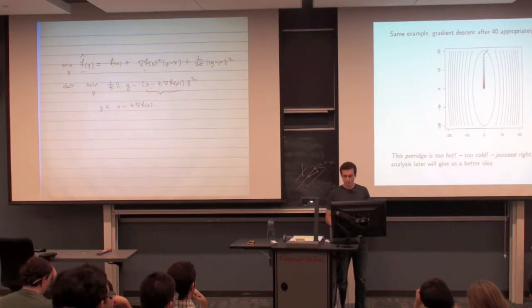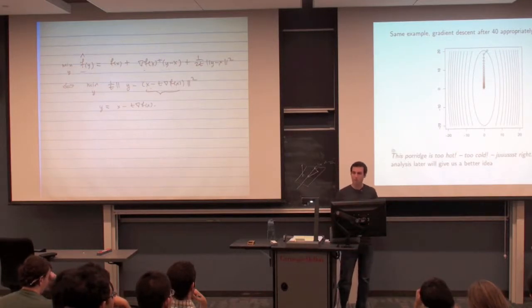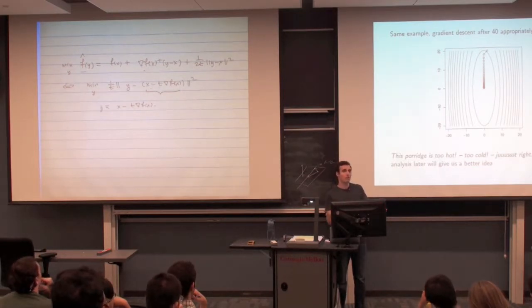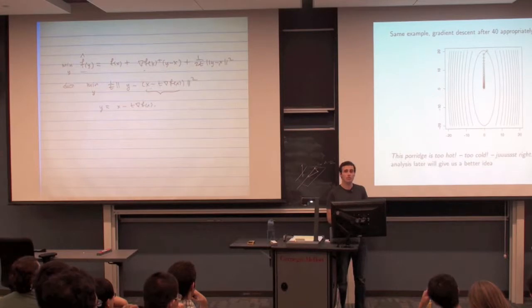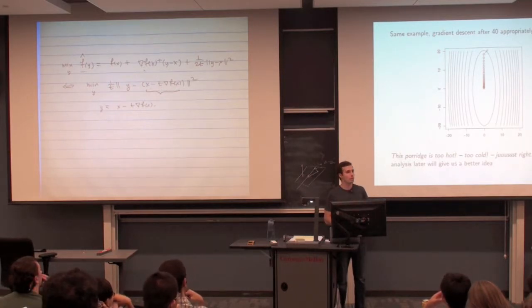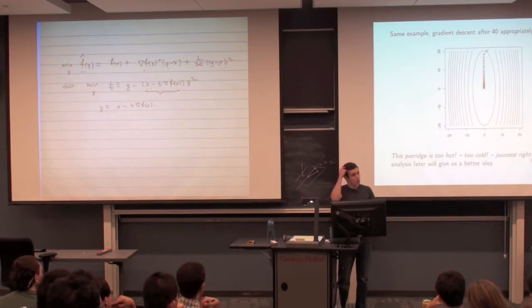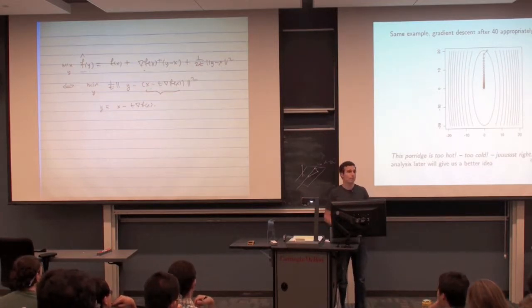Okay, so it's like this phenomenon of this porridge is too hot, this is too cold, this is just right. Right, so if we make it too big, it's really bad. It diverges. Too small, it's slow. And if it's just right, it seems to perform very well. But we don't want to be always fiddling with this in practice. We want to have some more principled ways of choosing step sizes. So like I said, the convergence analysis later will give us a better idea of how to choose step sizes.